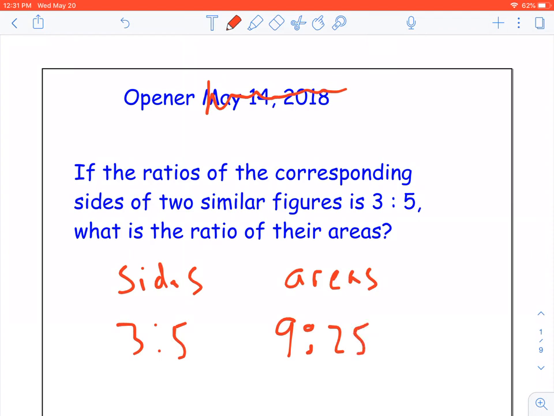Well, in chapter 12, since we're dealing with three-dimensional figures, when we go to deal with volume, we can likewise use that ratio to get there. If you square it to get your ratio of areas, we are going to cube it to get your ratio of volume. 3 cubed is 27. 5 cubed is 125. Right? So that would be our ratio of volumes of those similar figures.